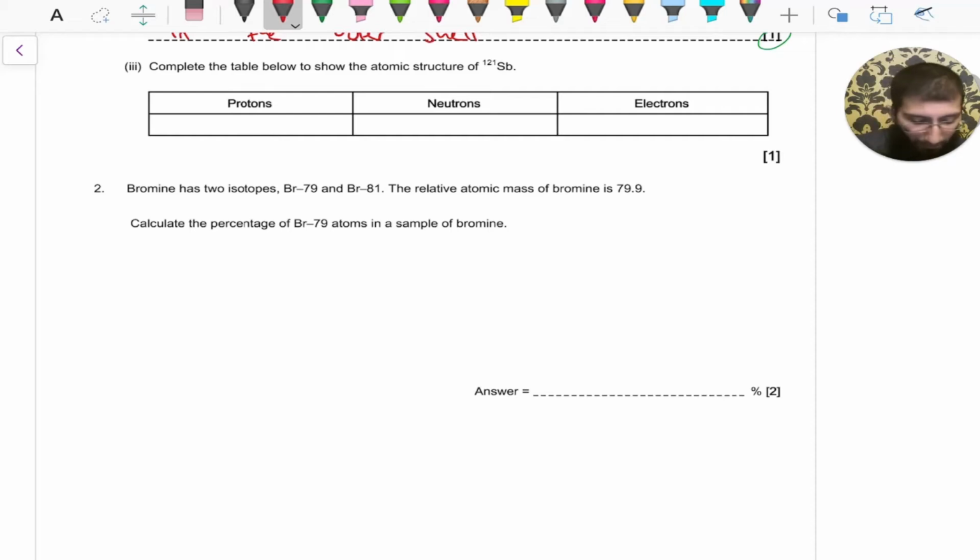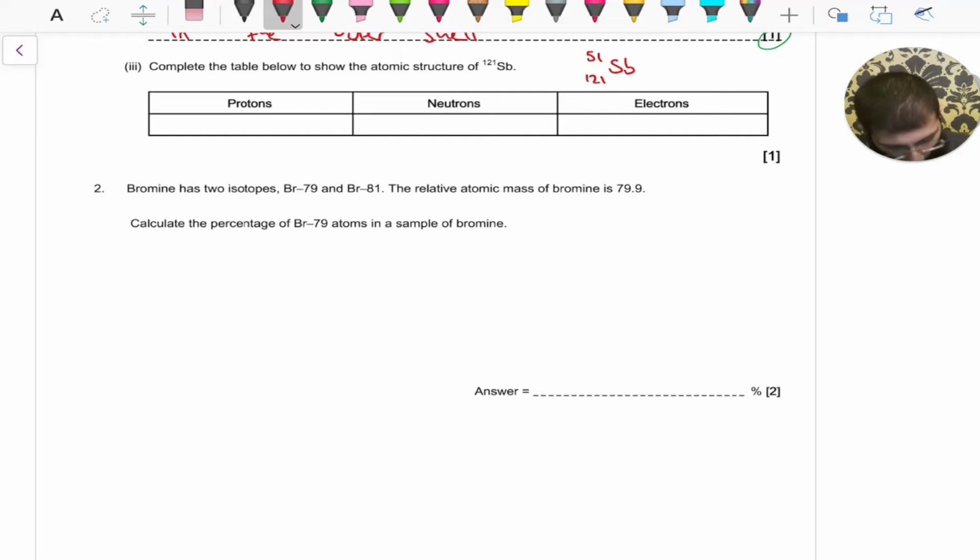So, I'm going to have a look at my periodic table. I'm going to identify the number of protons. What is the atomic number? Antimony has 51 protons according to my periodic table, and on the OCR periodic table it has the relative atomic mass at the bottom. It shows another number, 121.8. However, seeing as the question gives me a 121, we'll stick with 121.